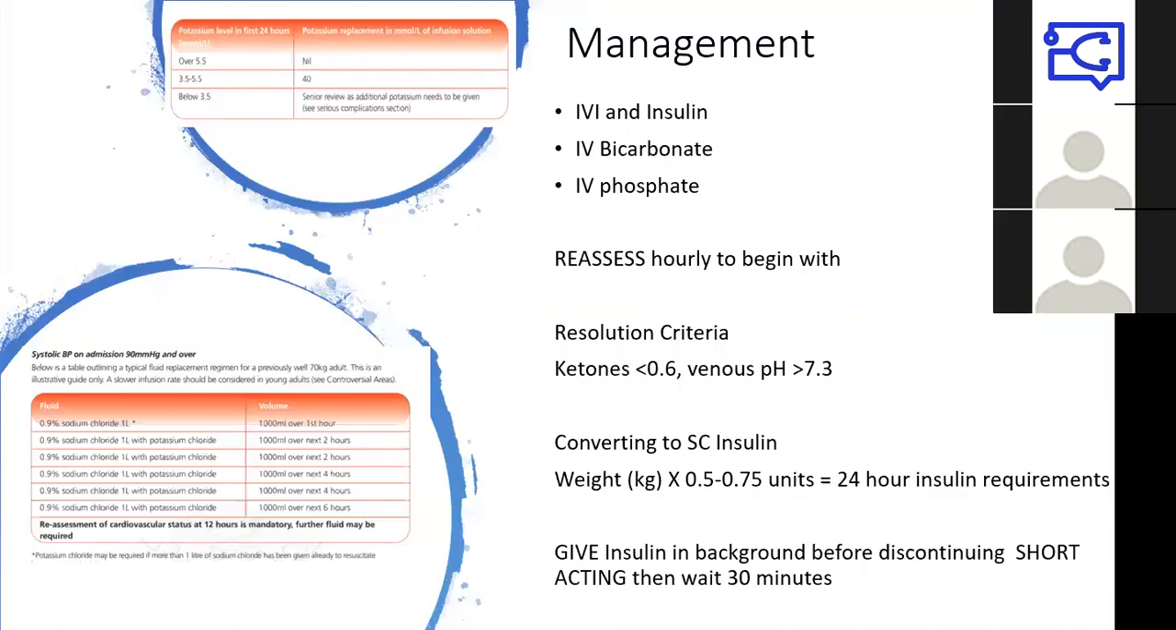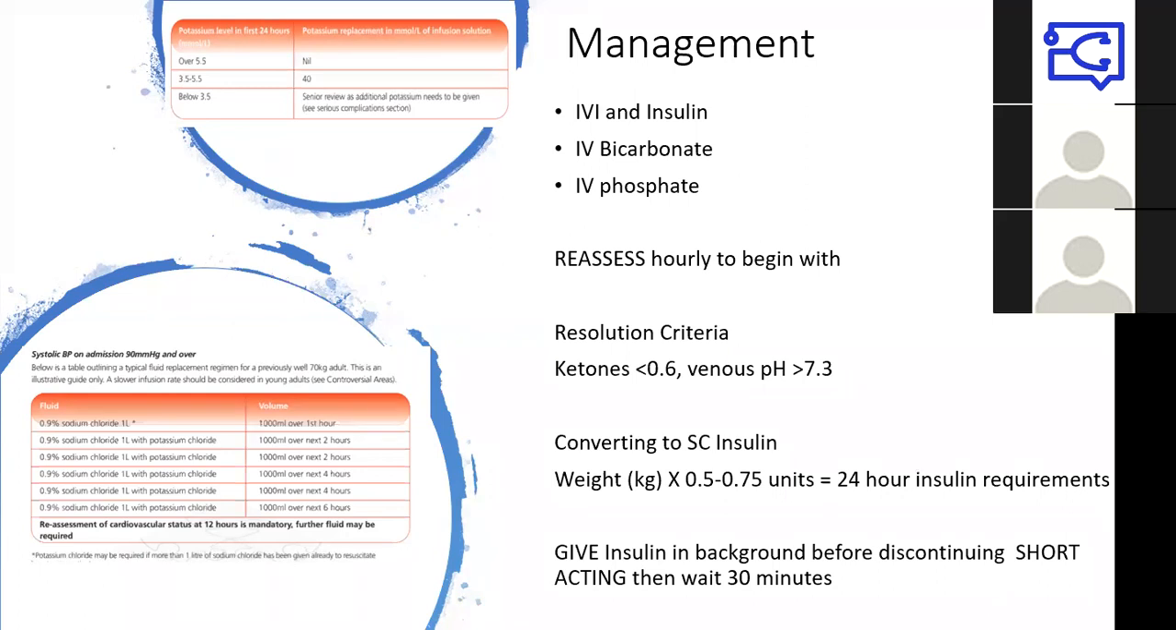Now, IV phosphate is a treatment that we also use. We try to make sure that levels are above 1.0 millimoles. But generally, what you want to do is ensure that you have a good fluid regime. So if you look at the bottom left, you can see that you give fluids initially quite quick, 1 litre over the first hour, and then you gradually go to 2, 4, and 6 hours. And these patients are usually about 6 litres deplete of fluid. So you need to give them quite a lot.